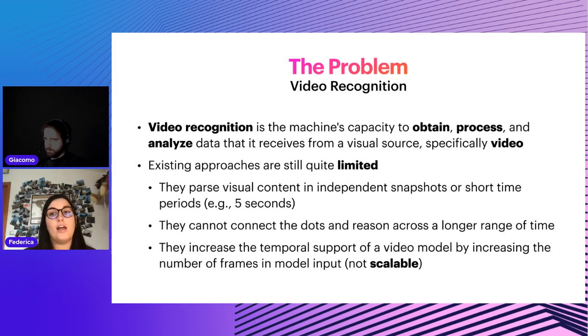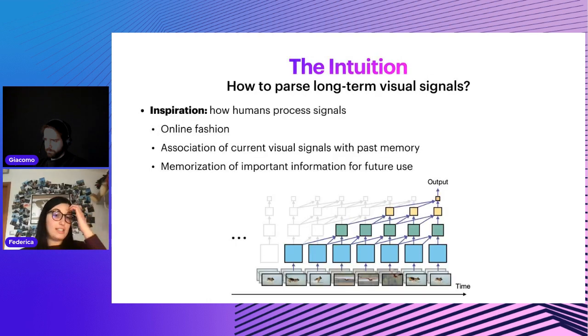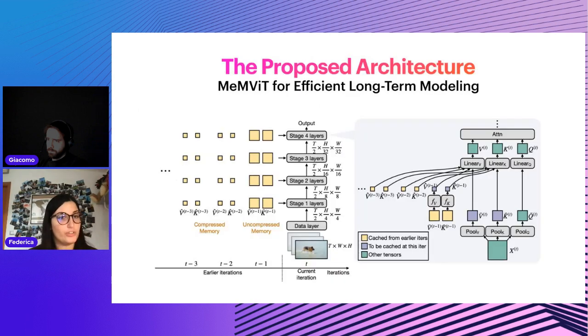And the authors of the paper have tried to solve this problem by proposing an approach that is based on an intuition, that is how humans are processing signals, and in particular, visual signals. So, what we are doing as humans is using this online fashion. So, we are seeing something and then we are associating what we see with past memories to make sense of it. And then we are memorizing only important information for future use. So, based on this, the authors of the paper proposed this architecture that is called MeMViT, but I'll stop for a second because I'm going maybe too fast.